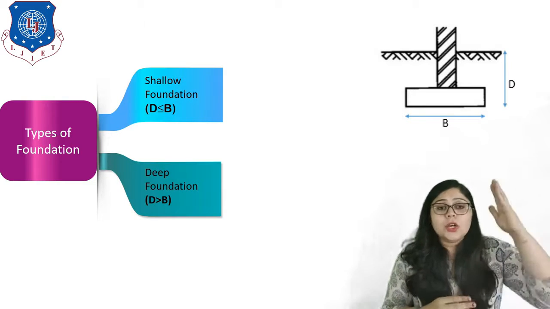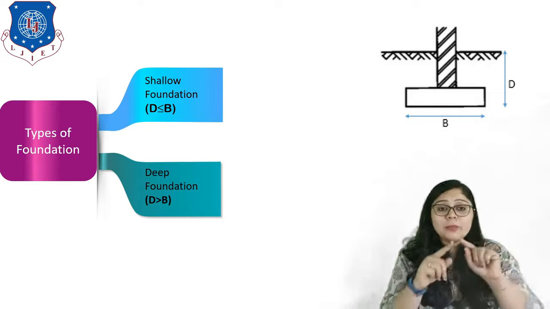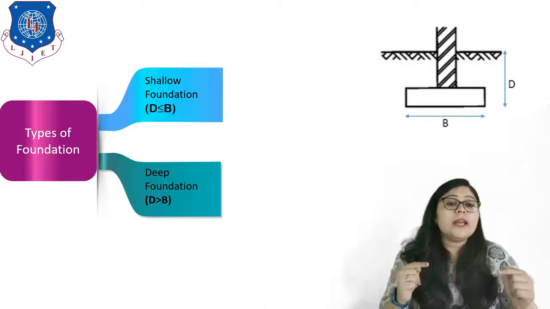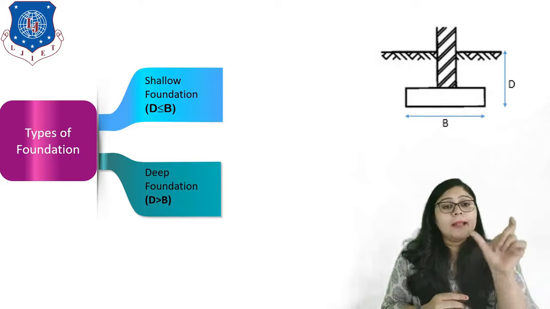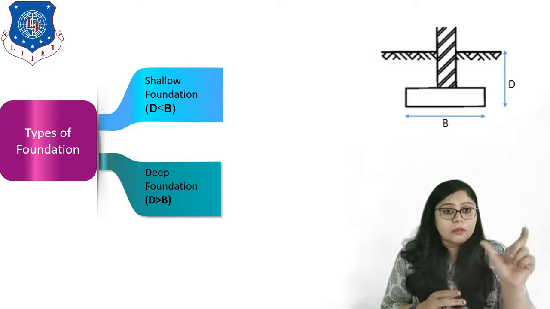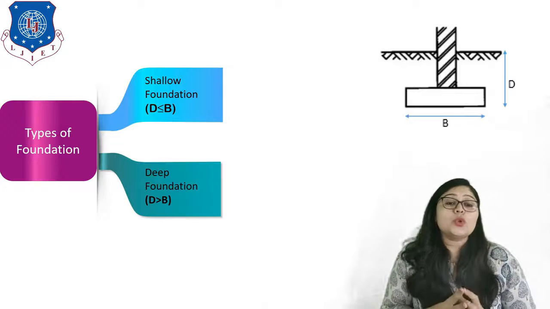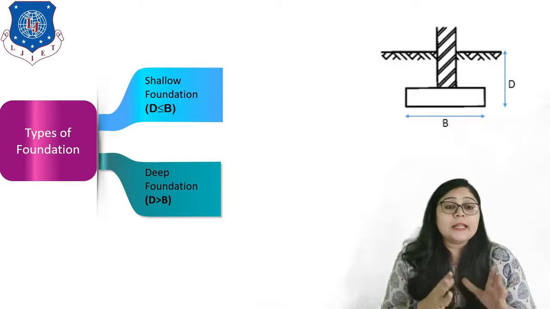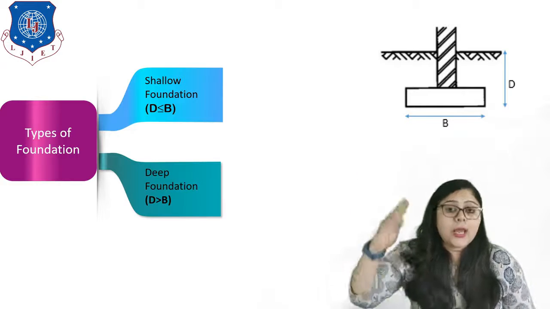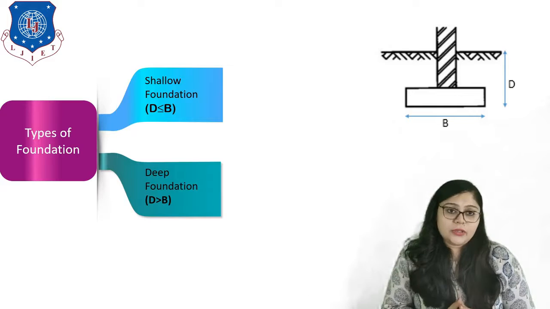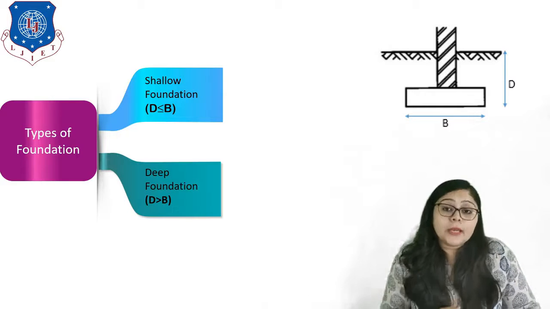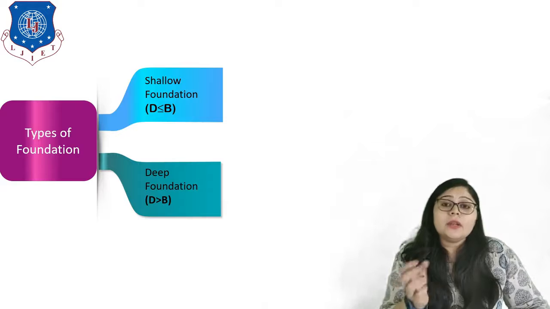Here on screen you can see that whatever we are constructing below ground level is known as foundation. The depth is denoted by D and the width is denoted by B. So if depth is less than or equal to B, it is known as a shallow foundation, and if it is greater than B, it is known as a deep foundation. Is it clear, everyone? Okay, now let's discuss it in detail.